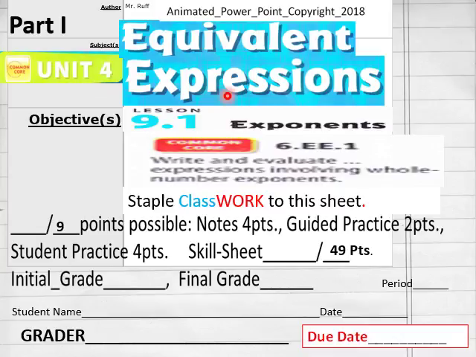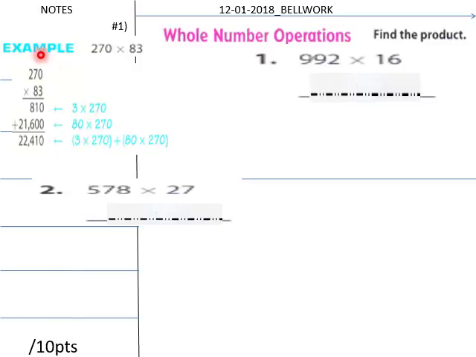Part 1, equivalent expressions. 9.1 will be exponents within Unit 4. Here is your standard: evaluate expressions involving whole number exponents. We have 49 points of classwork and 9 points of note-taking. Here is the bell work. Students, do this bell work as you come in the classroom, and homeschoolers, do this as your warm-up for this lesson.